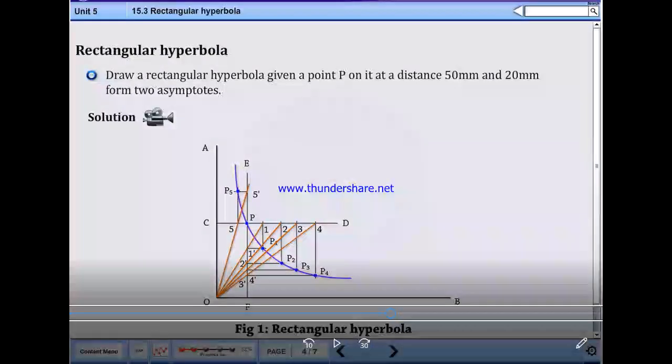First you note down the question. Draw a rectangular hyperbola, given point P on it at a distance 50 mm and 20 mm from two asymptotes. So while explaining, first note down point wise, stepwise, and then understood easily.